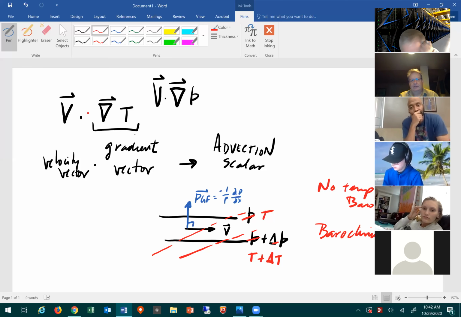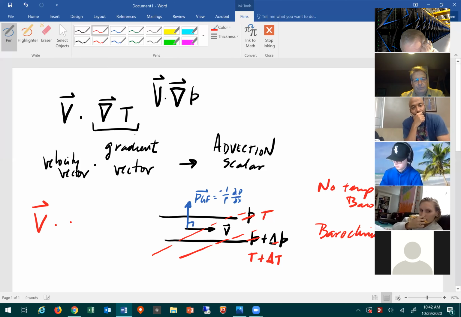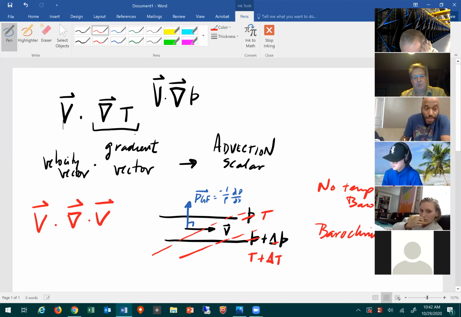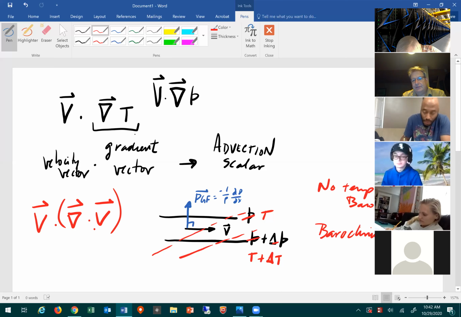Do you agree that I could also... I'm going to do two more things because it's fun. I'm advecting divergence. That's mass advection. I'm advecting mass. I can advect things.